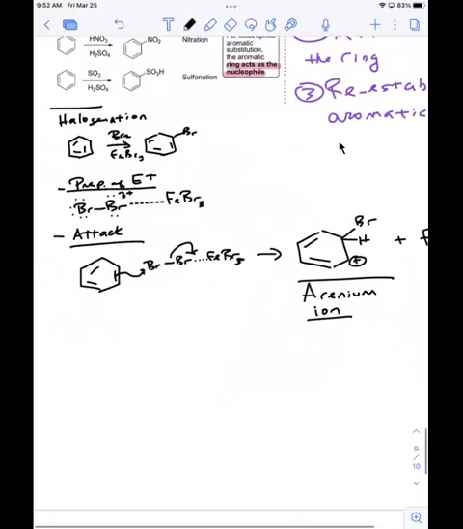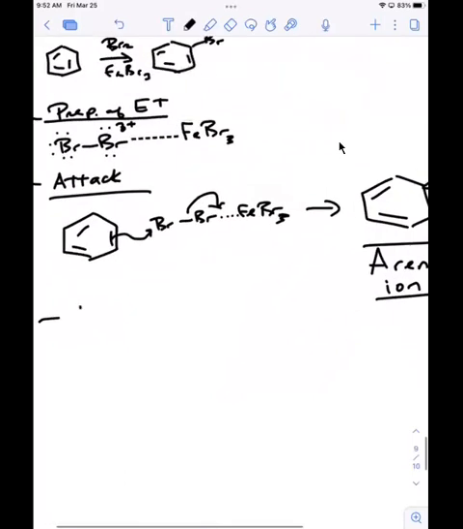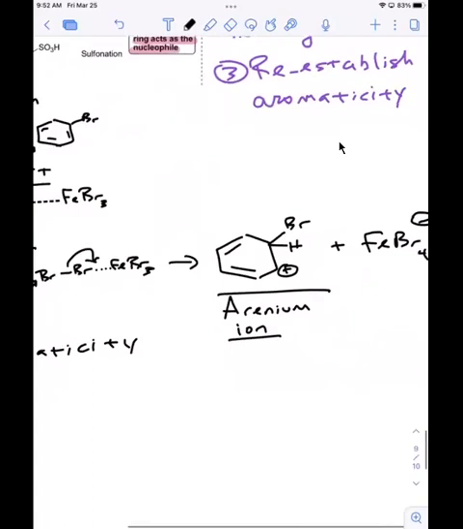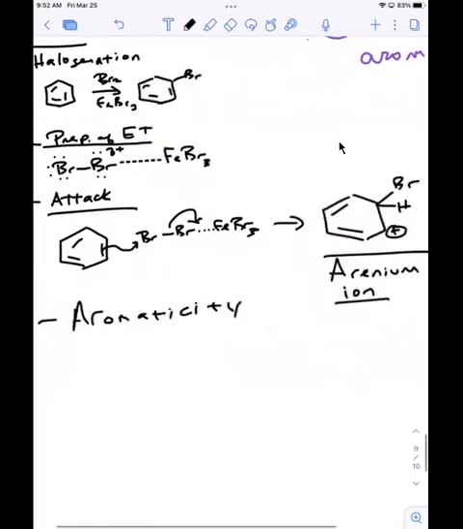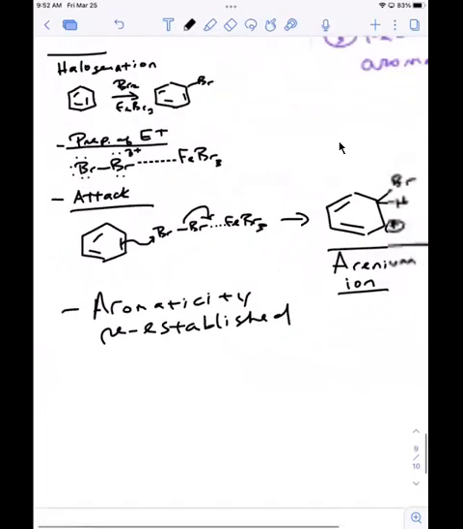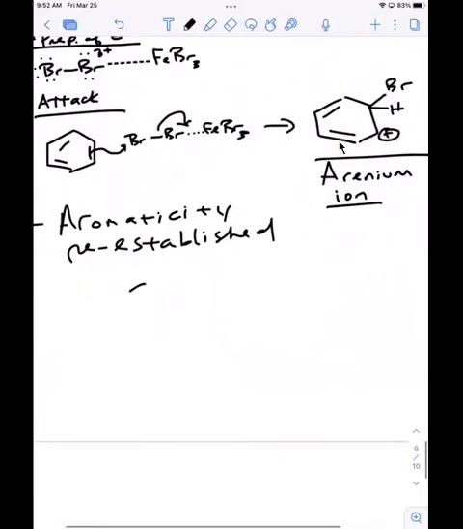Then in the final step, that's when you reestablish aromaticity. Because right now it's broken, right? It's disturbed because the conjugation is all messed up. There's a charge in the ring, so it's no longer aromatic. Right, so the way you do that is just to do an elimination.